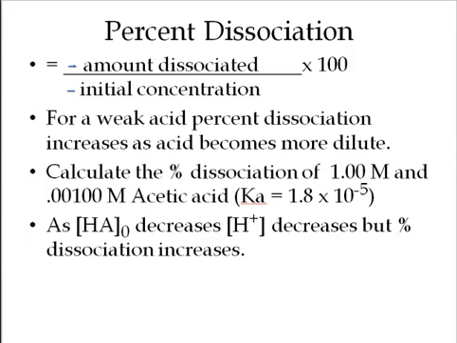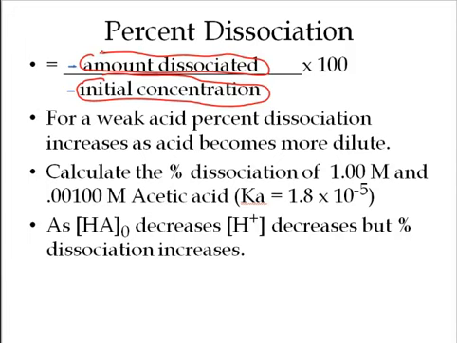Welcome to AP Podcast 14.5b, and this is a continuation on the weak acid solution chemistry, but now what we're going to do is talk about percent dissociation. And like all percent problems, you always have some large amount, and in this case it's the initial concentration, divided into a small amount times 100. And the small amount is always going to be, in this case, the amount dissociated.